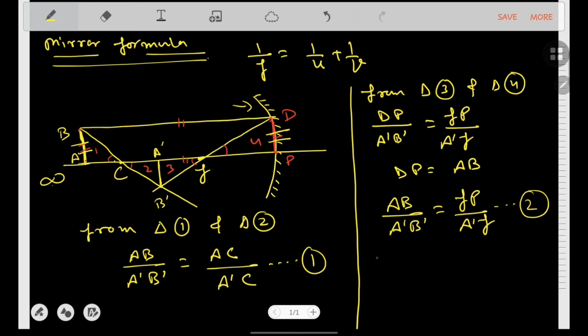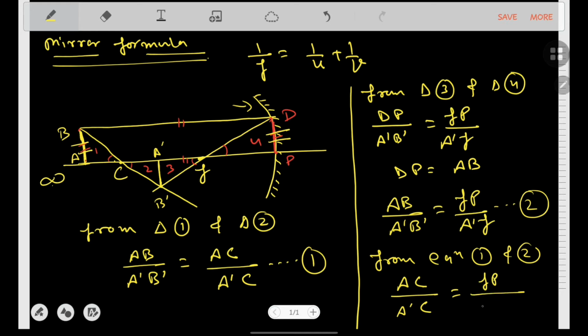From equation 1 and 2, what can we get? What is the similarity between them? I think the left hand side. On the left hand side you will see that AB upon A dash B dash is the same in both. So out of both of them we can extract the right hand side, and we finally get AC upon A dash C is equal to FP upon A dash F. This is our new equation, or we can say it is the third equation.